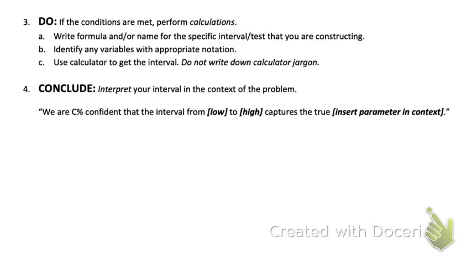Then we actually hit it hard and find the interval. That's the do part, all right? Do is when we actually construct the interval and get the values for the low estimate and the high estimate.